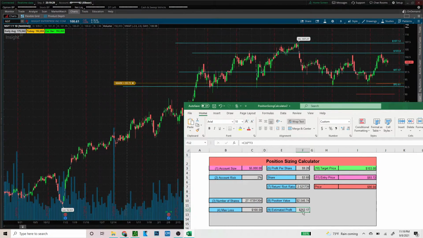So if we're right on this trade, we're going to make $252.17 on 27 shares. And as you notice, we did not use the whole account size. The whole account size is right here, our position value. Notice how we're only using $2,546 of our total account, because if we went any bigger, we would be risking more than 2% of our account. 2% of $5,000 is $100. So if we risk greater than that, we're going to be risking over $100.